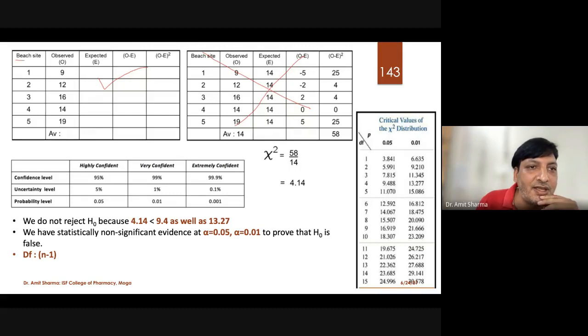Goa city has 5 different beaches. I'll just say 1, 2, 3, 4 and 5, that 5 different beaches are there in Goa city, and they want to find out at what beach the number of tourists visiting is highest. They want to find out the average.